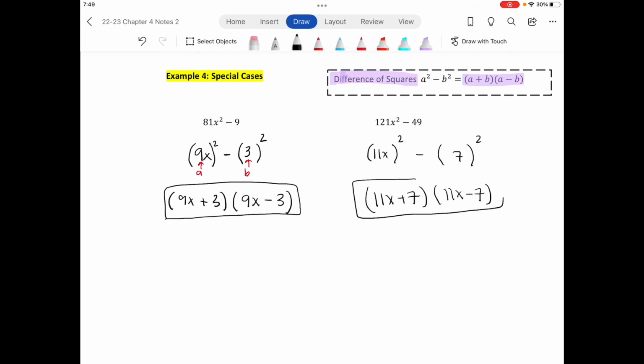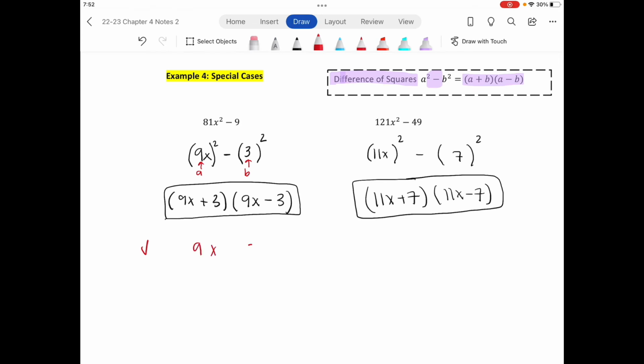Here we'll end up with 11x plus 7 times 11x minus 7. This difference of squares method is really handy and pretty fast, but it only works if both terms are perfect squares, and it only works if we have subtraction. If there's addition, we cannot use this formula. Let's do a check here on our first problem to see why.